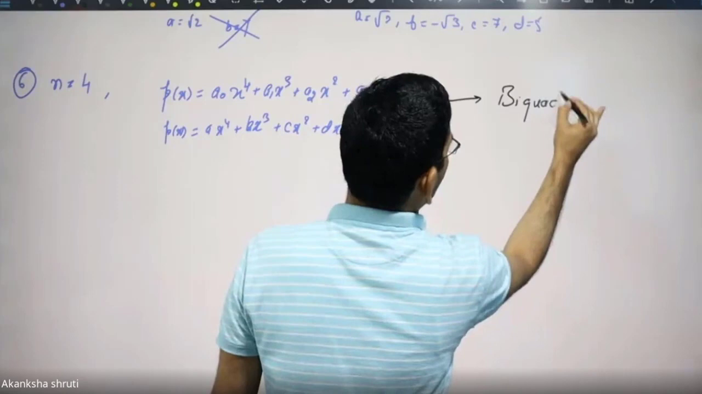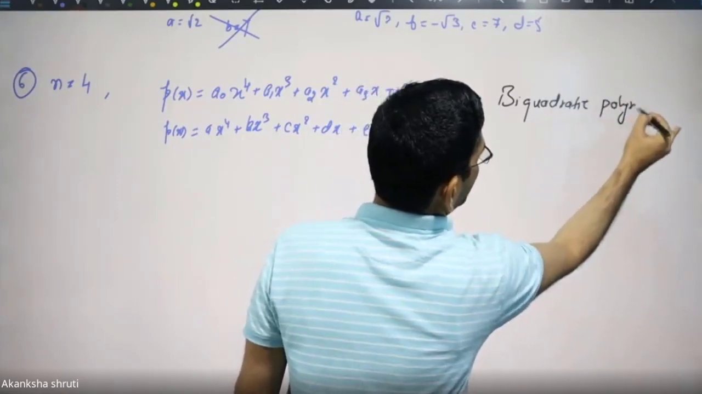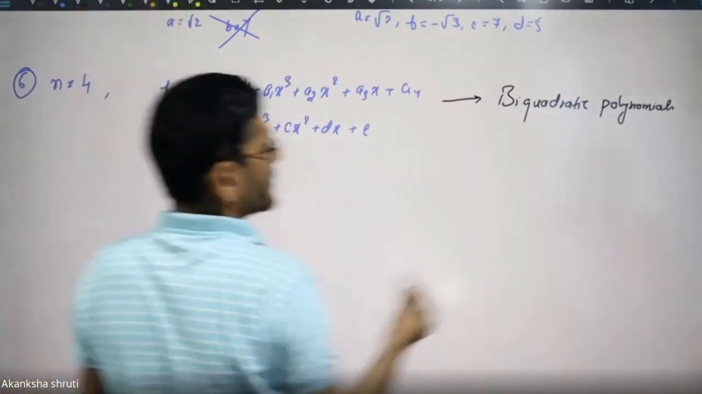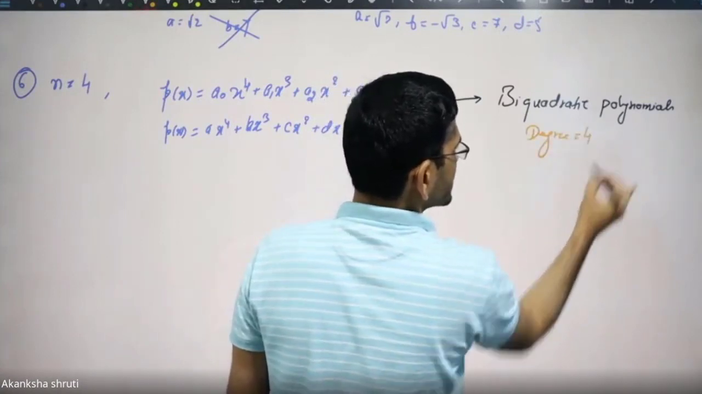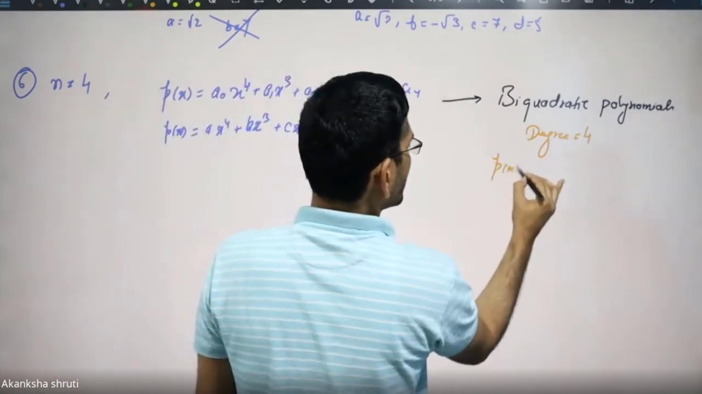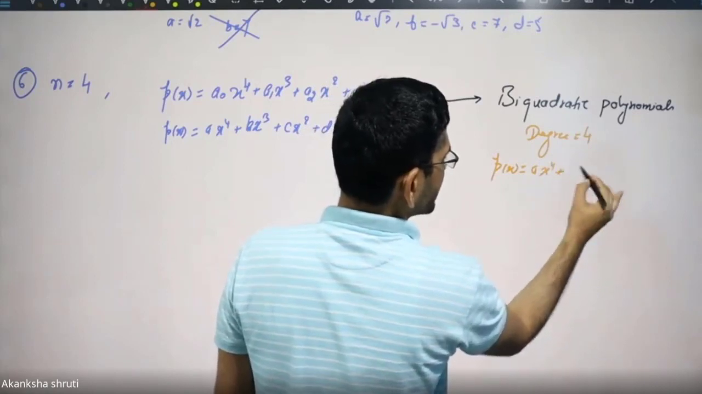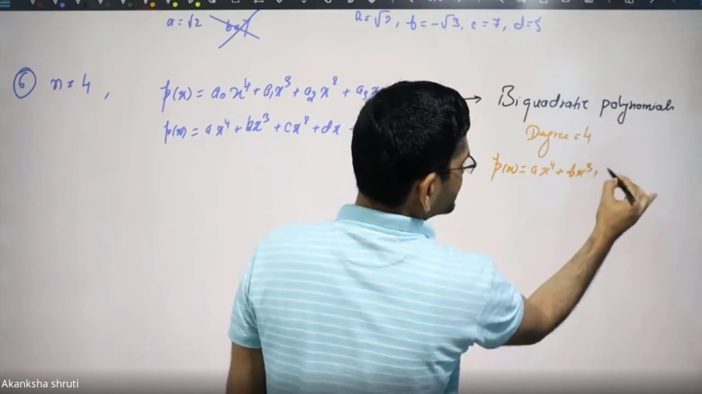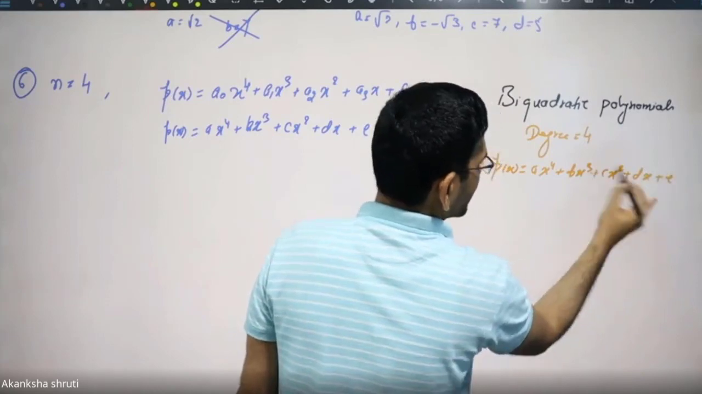biquadratic polynomial. So biquadratic means simply the polynomial whose degree is 4. Just you have to keep in mind. And the general form starts with ax to the power 4, then cube with changing the coefficient, bx cube plus cx square plus dx plus e.